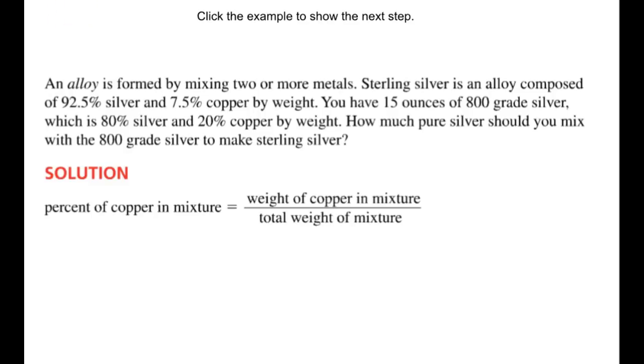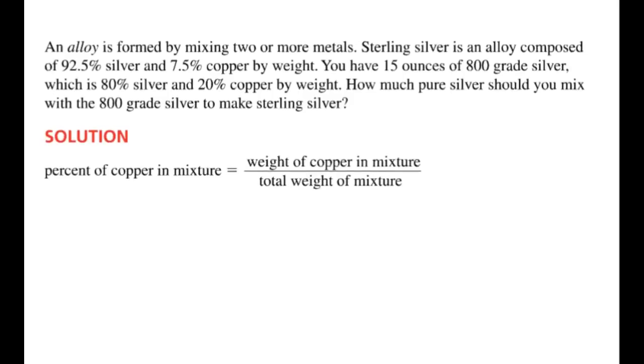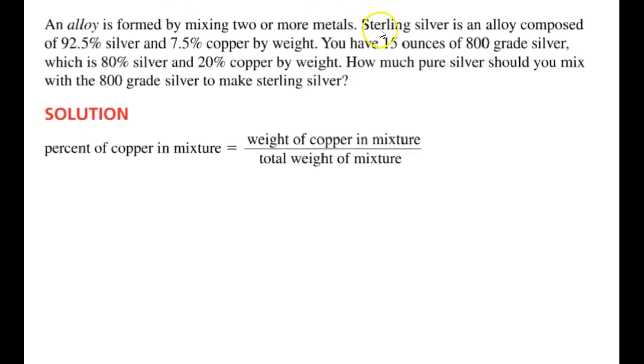So now let's look at a word problem and see what we can do here. An alloy is formed by mixing 2 or more metals. Sterling silver is an alloy composed of 92.5% silver and 7.5% copper by weight. If I have 15 ounces of 800 grade silver, which is 80% silver and 20% copper by weight, how much pure silver should I mix with the 800 grade to make sterling silver?